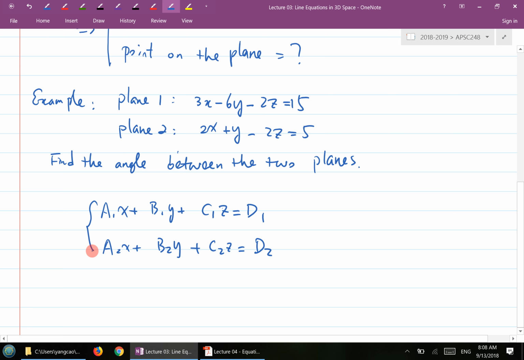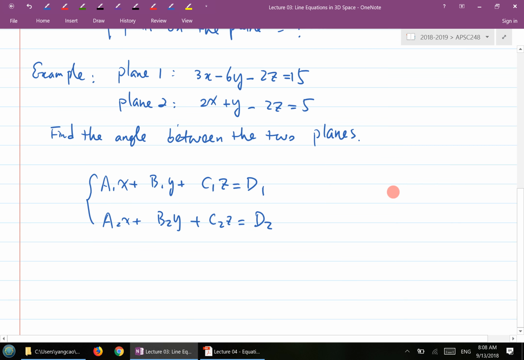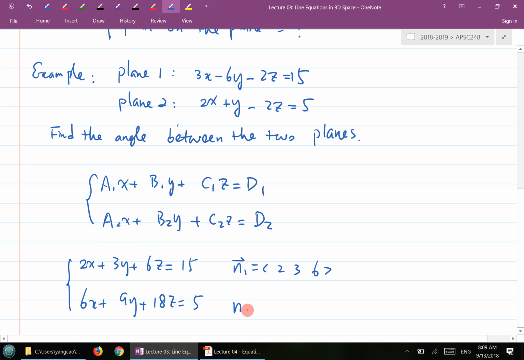Directions the same, right? So, for example, if I give you a plane here, let's see, 2x plus 3y plus 6z equal to, I don't know, 15. Another one has 6x, 9y, 18z equal to 5, for example. If you look at these two planes, the normal vector for this one is 2, 3, 6, and the normal vector for this one is 6, 9, 18. So they appear to be different, right?